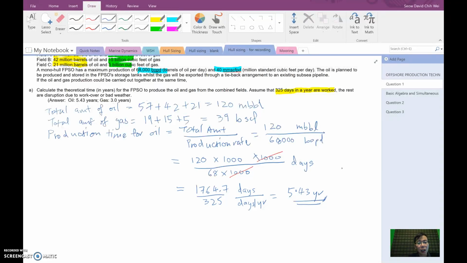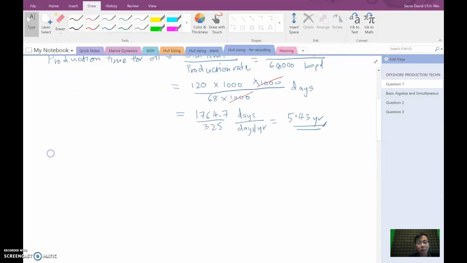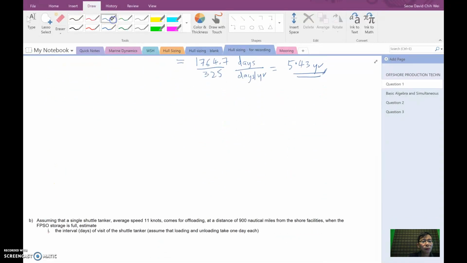For gas production, we'll need to add all the gas together, which is 39 billion standard cubic feet, and after which we divide by the 40 million standard cubic feet. Okay, so let's scroll up. Time for gas equals 39 billion standard cubic feet over 40 million standard cubic feet per day.